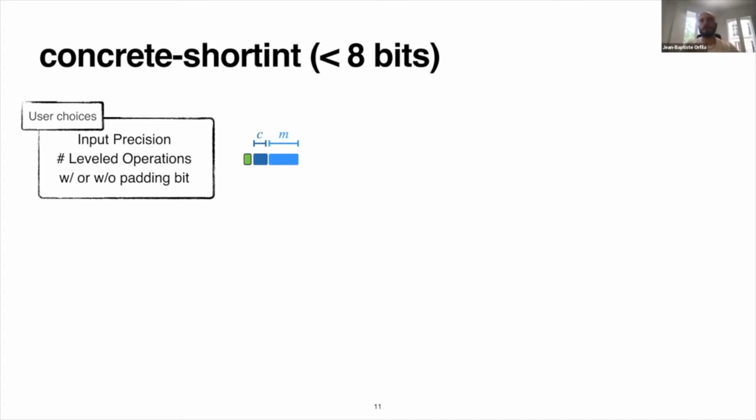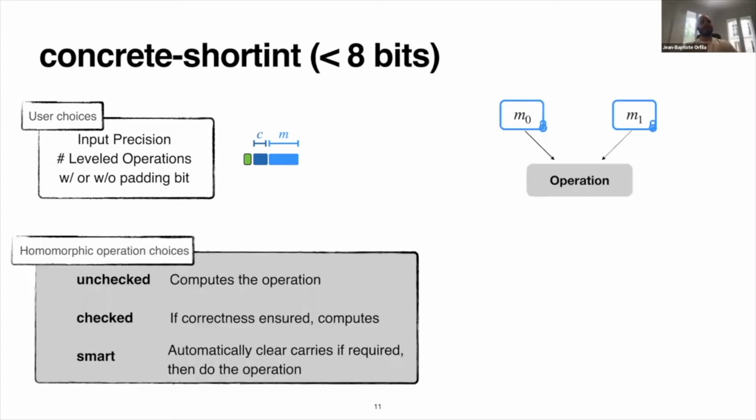For now, it's a little bit blurry because we saw before that we needed a padding bit to compute all the operations correctly, but we'll see later that it might be relaxed as a constraint. Then he has the choice between a lot of operations.